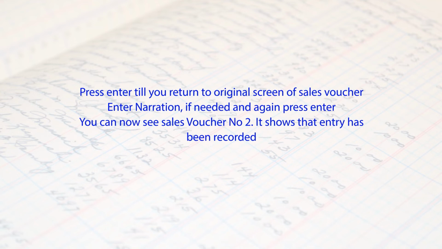It will ask you to accept it. If you are okay with it, then accept it. Otherwise, if you want to make any change, it will again take you to the same procedure as we have started. You can do the required change in the voucher, and if you are now satisfied, you can press yes and it will accept it and the transaction will be recorded.